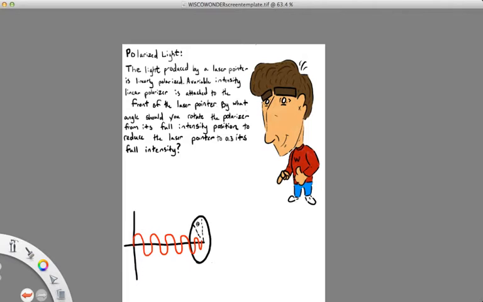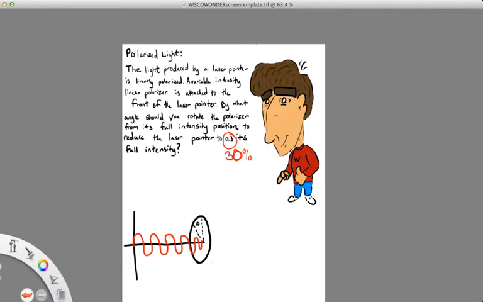And then it asks us, by what angle should you rotate the polarizer from its full intensity position to reduce the laser pointer to 0.3 of its full intensity, or basically 30%.